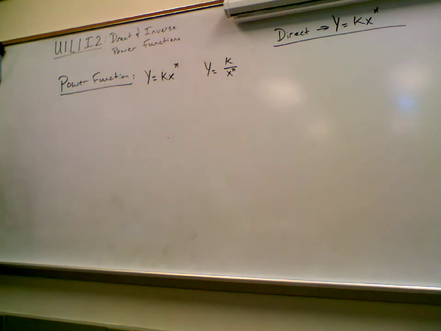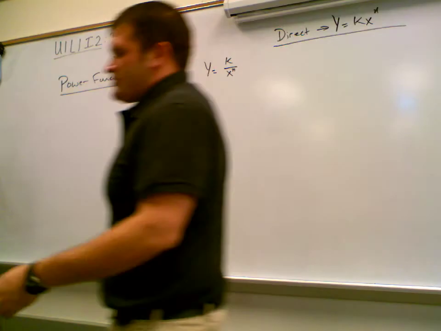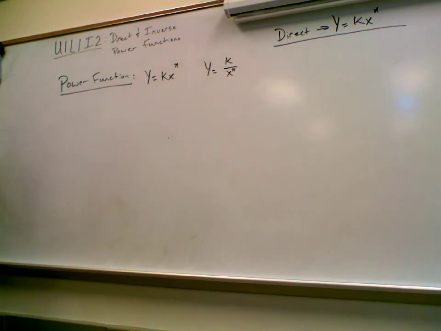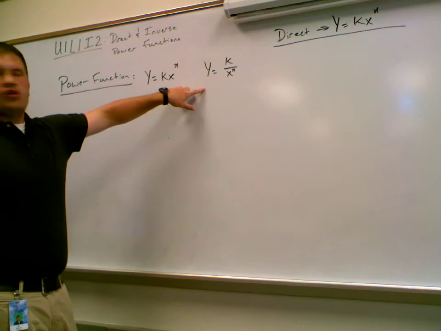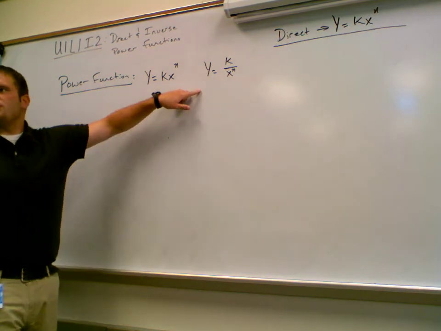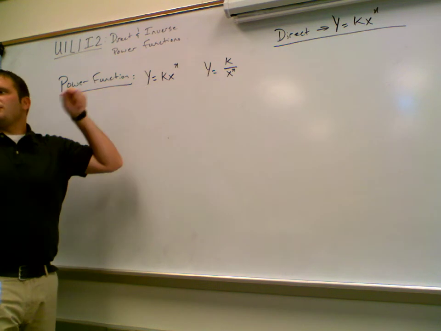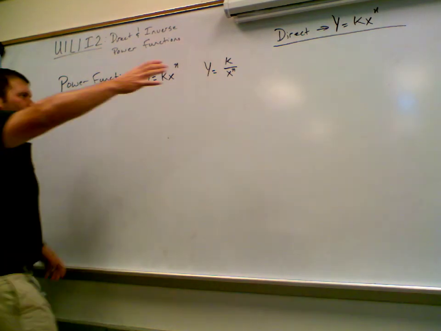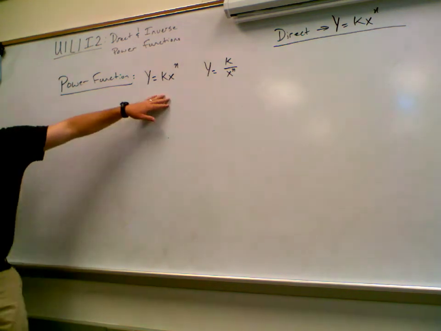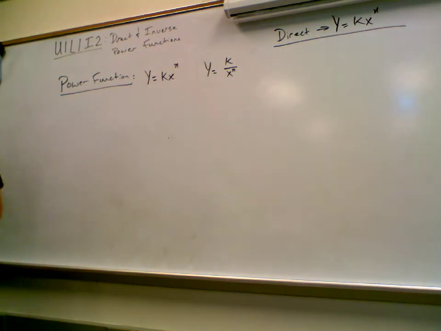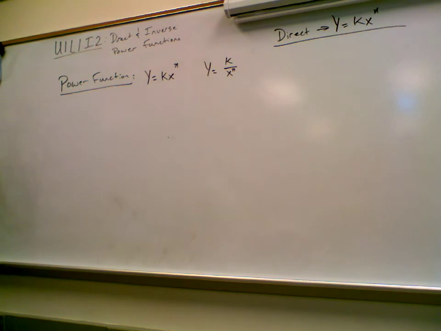One was y equals kx to the n. The other one was y equals k over x to the n. These are the two forms. Which one's inverse? Left or right? The right side's inverse, which makes the left one direct. Good. On your paper, I would label the inverse and direct side across the top, so that way you know when you're looking at it quick. Does that make sense, guys?